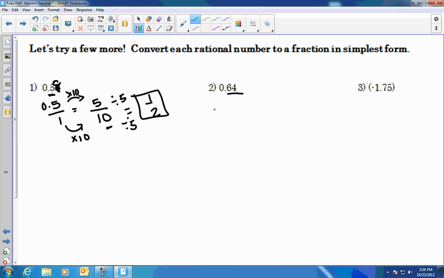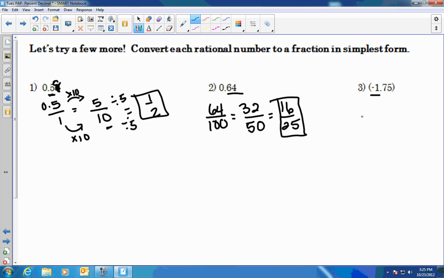So 2 decimal places, 2 zeros. And that should make sense. 64 hundredths. Now both of these are divisible by 2, which gives me 32 over 50, but they're also divisible by 2 again. So really, I could have divided by 4 initially, or you can do it in steps, whichever works for you. Just make sure that you reduce completely.